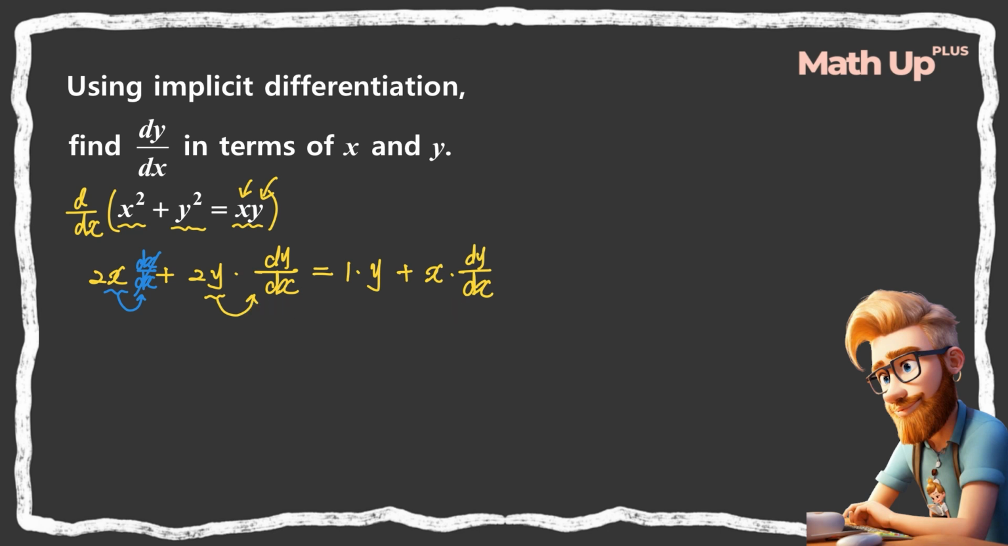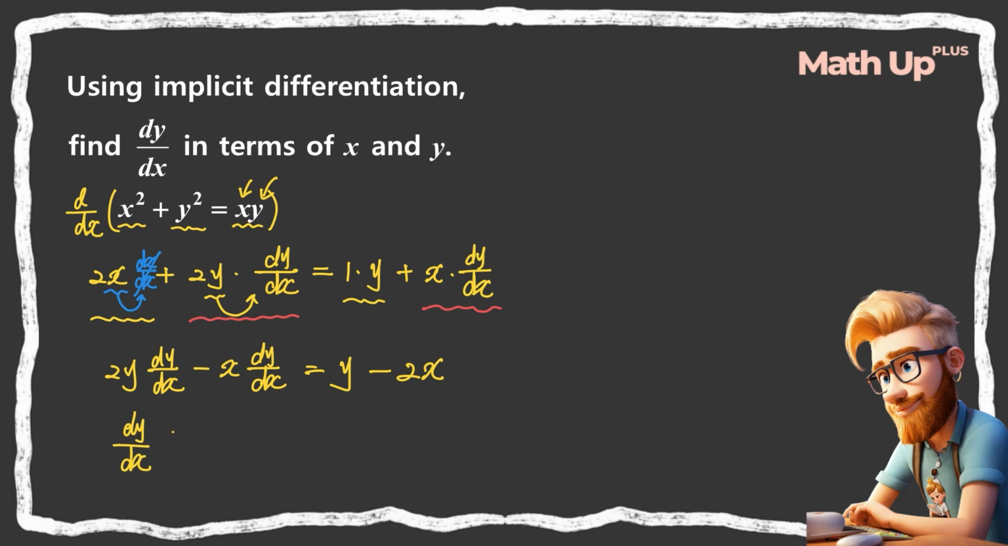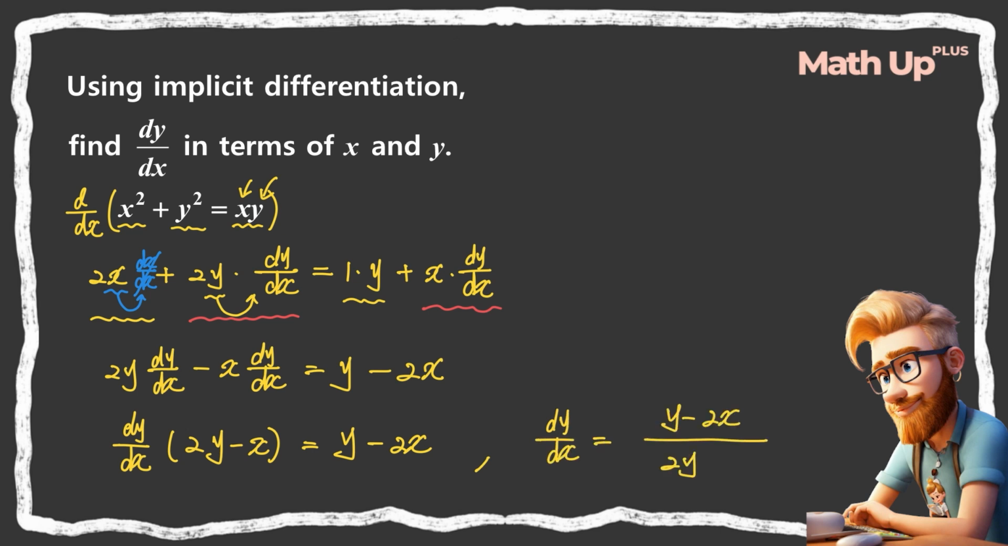Since we have dy over dx in this term and this term, we're going to do some algebra to solve for dy over dx. So 2y dy over dx minus x dy over dx is equal to 1 times y minus 2x here, right? So 2x. So factor dy over dx: that's 2y minus x here, y minus 2x here. So dy over dx is equal to y minus 2x over 2y minus x.